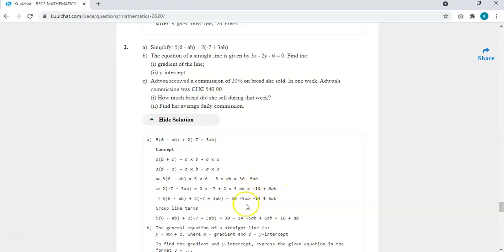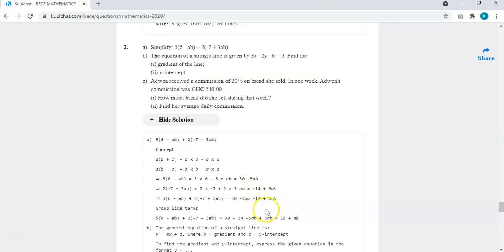Now we add them, so we have to group like terms. So we have 30 here, we have minus 14. So 30 minus 14 gives us what? 16. Okay, so 30 minus 14 gives us 16. So we have the number side, we've gotten 16. And here negative 5ab plus 6ab.